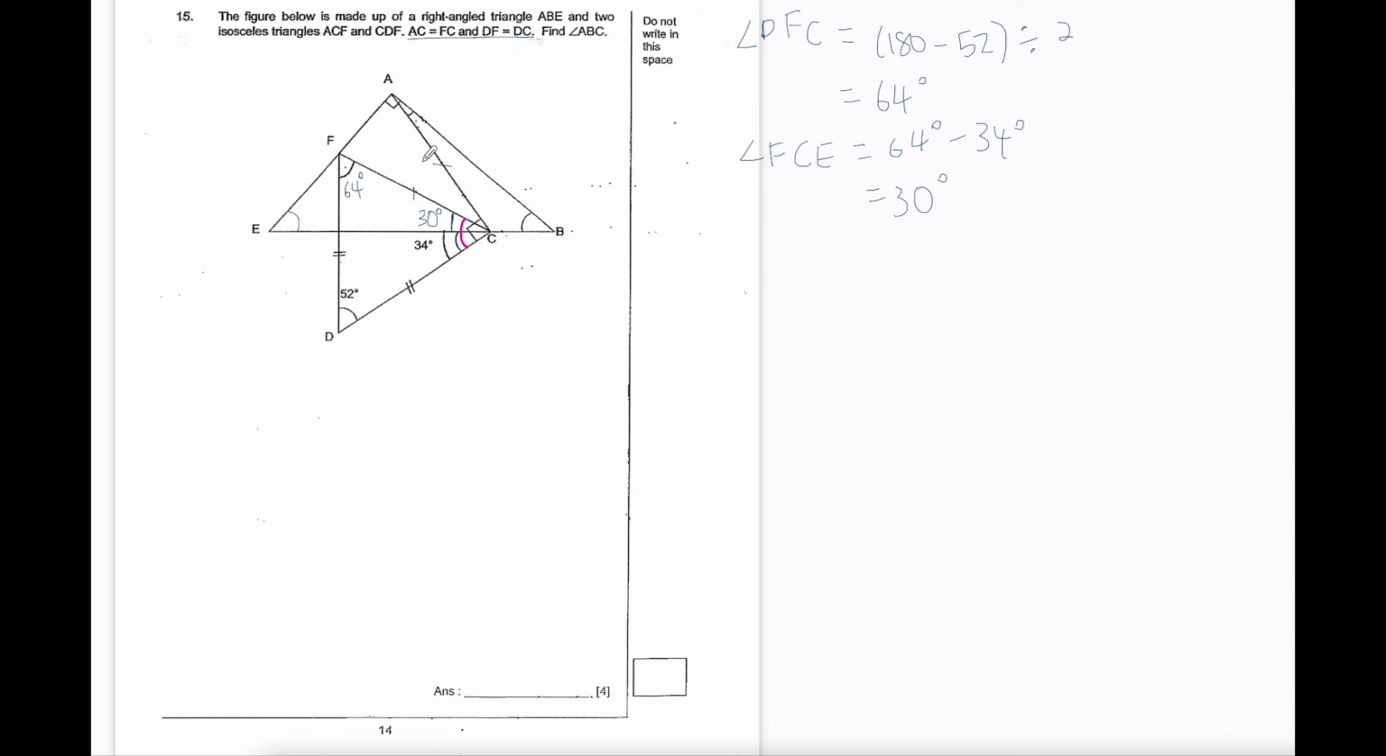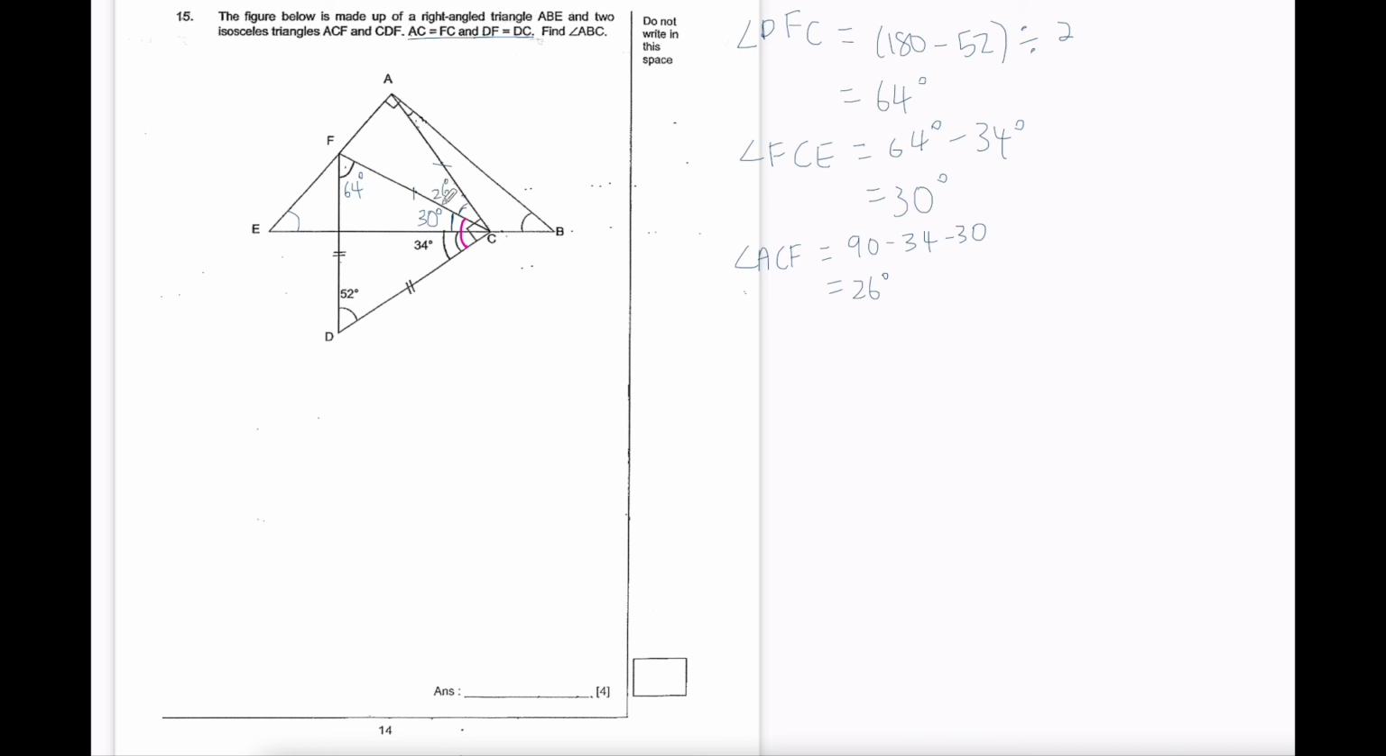Okay, so let's move on to ACF. ACF is here. Do you all realize that there's a right angle here? This right angle is 34 plus 30 plus ACF. So to find angle ACF, what should I do? I should just take 90 minus 34 minus 30. What I'm going to get is 26 degrees. So this is 26 degrees.